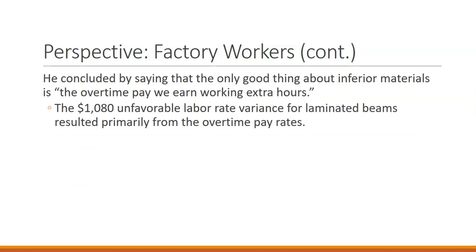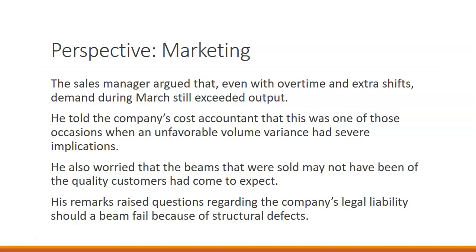He said the only thing good about the inferior materials is that they get all of this overtime pay from working extra hours. So our unfavorable labor rate variance was mostly from overtime pay rates. The marketing manager said that even with overtime and extra shifts, demand still exceeded output. So the unfavorable volume variance had severe implications.